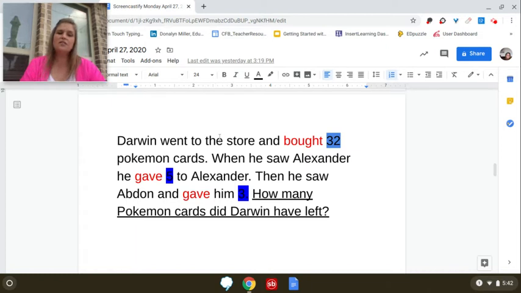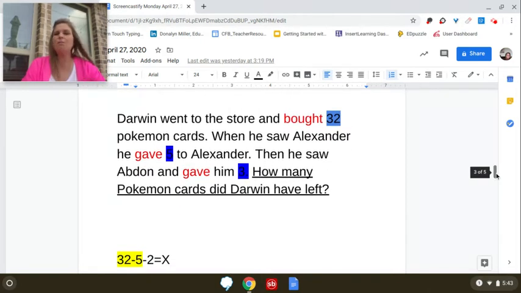Okay. And then he saw Alexander and he gave. So if he gave something away, that's a subtraction. And then he saw Abdon and he gave out some more. So that's another subtraction. So by the time we finish, we've got 2 subtraction problems, which tells us this is going to be a multi-step problem. Now, these numbers aren't big, so I bet you could probably do these in your head. But let's go ahead and look at this. So 32 minus 5 minus 2 equals x. That's what our x is. That would be what our question mark is.